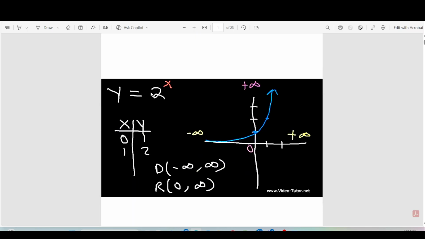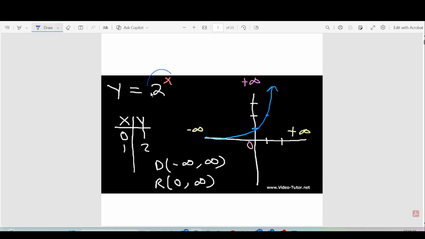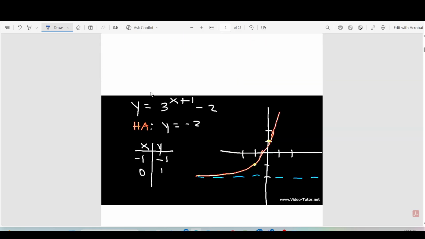If you have a simple exponential function like this, you can just take x and y values. If you put 0, you get 1. If you put 1, 2 to the power 1 is 2, right? And you can just plot it simply. Because it's going like this, the domain is negative infinity to positive infinity, and the range is 0 to positive infinity.